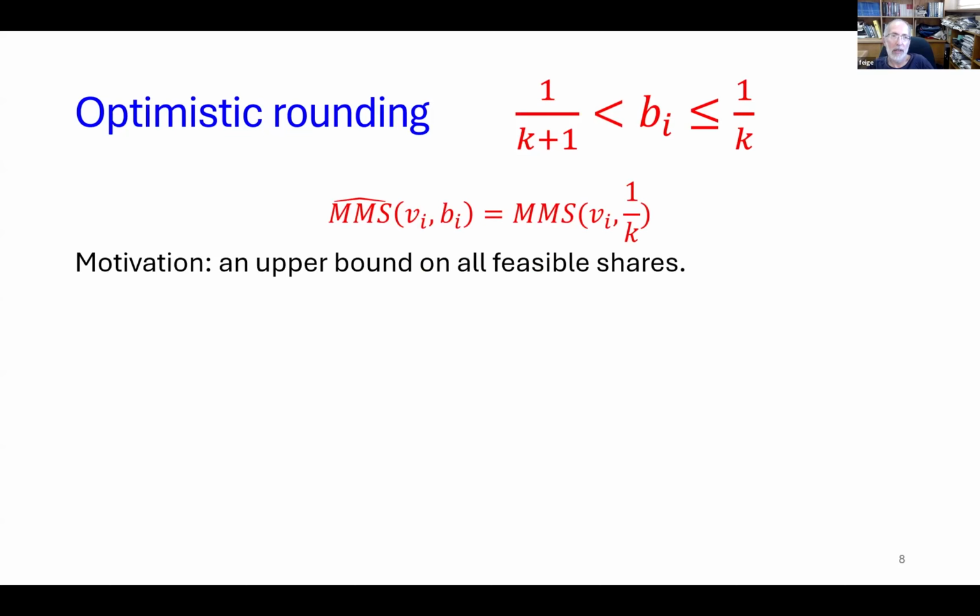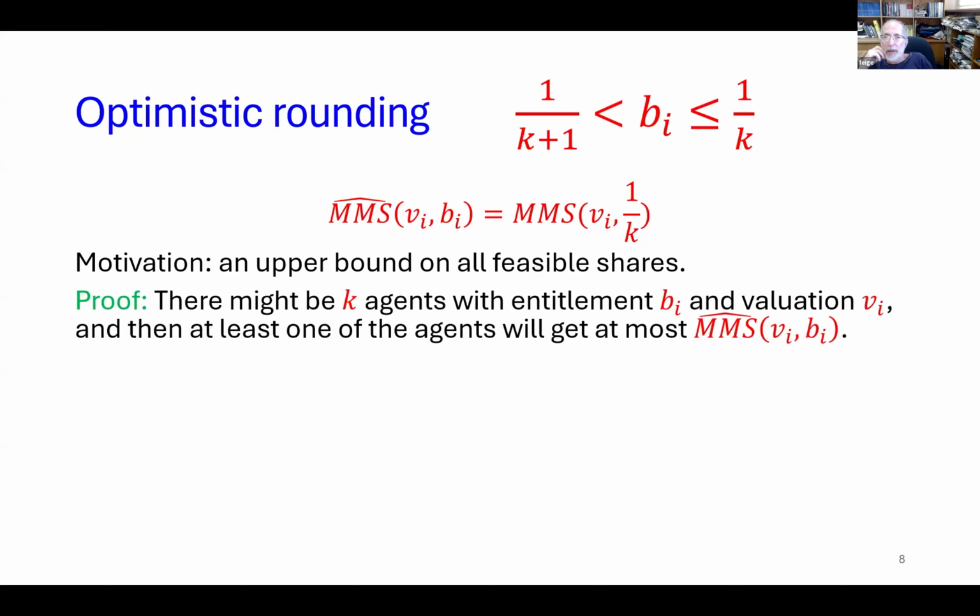Why did we do that? What's the motivation? The motivation for this is that this share is an upper bound on all possible feasible shares. Like the MMS was an upper bound on feasible shares in the case of equal entitlement, MMS hat is an upper bound for the case of unequal entitlement. So why is it an upper bound? Because there might be k agents, each exactly with entitlement bi, and exactly with the same valuation vi, and then at least one of the agents, whatever allocation we choose, will not be able to get more than MMS hat vi. So in this respect, it's an upper bound.